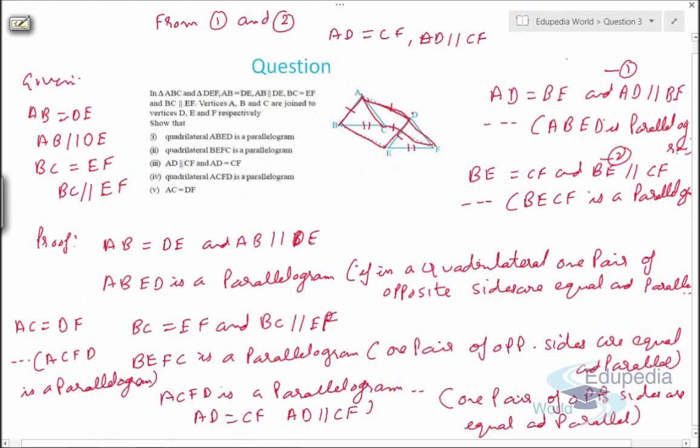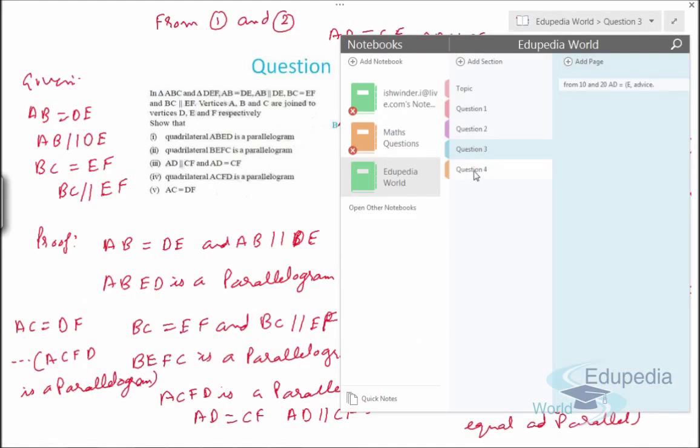So let's discuss the next question of this video and the last question, question number 4 now. It's a very interesting question, so you have to watch this question again carefully. It's given ABCD is a trapezium in which AB is parallel to CD and AD equals BC. We need to show that angle A equals angle B, angle C equals angle D, and we need to prove these two triangles are congruent.